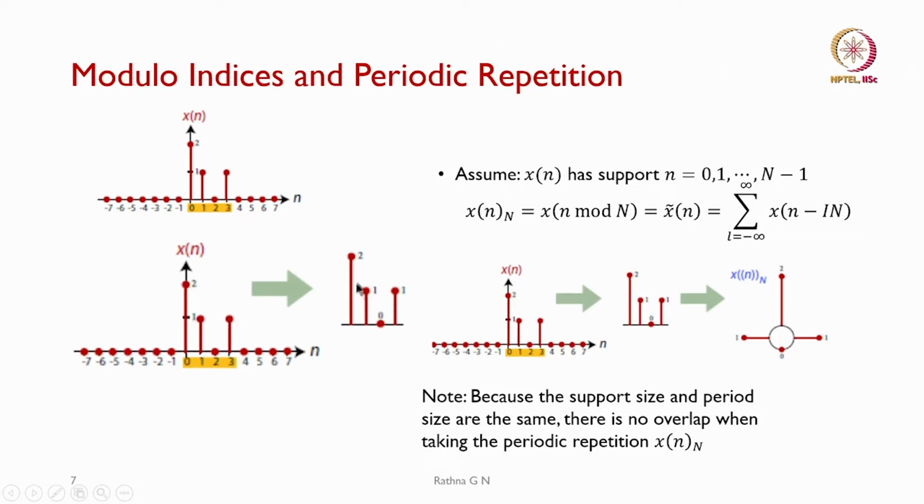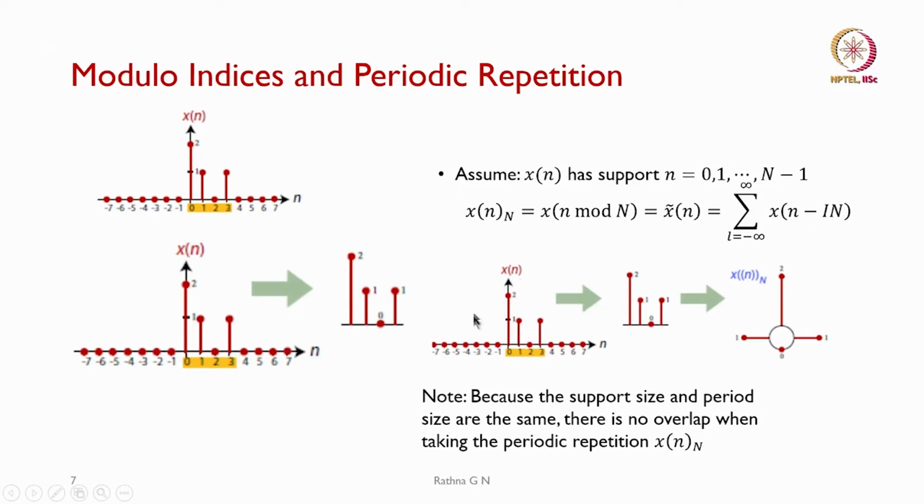So, you will be seeing that the magnitudes are 2, 1, 0, 1, and then x of n has support for n is equal to 0 to N minus 1. Then our x of n modulo N, what we will be taking as x tilde of n, is given by the equation: the sum over I from minus infinity to infinity of x of n minus I N. So, how is this going to be represented?